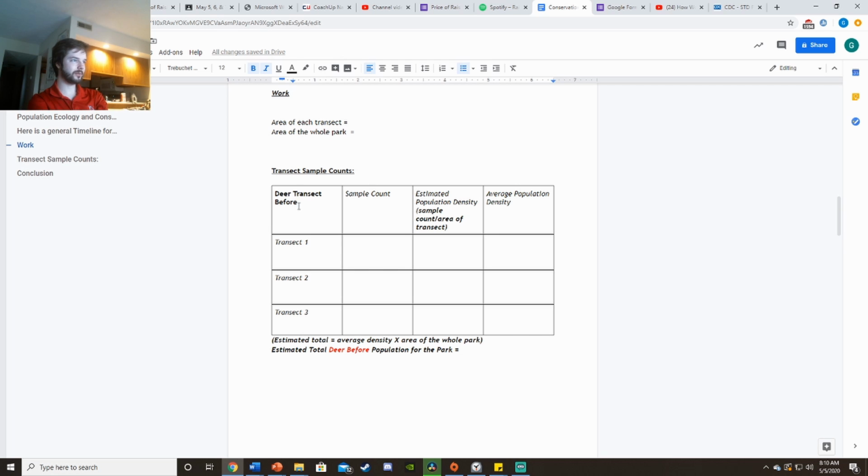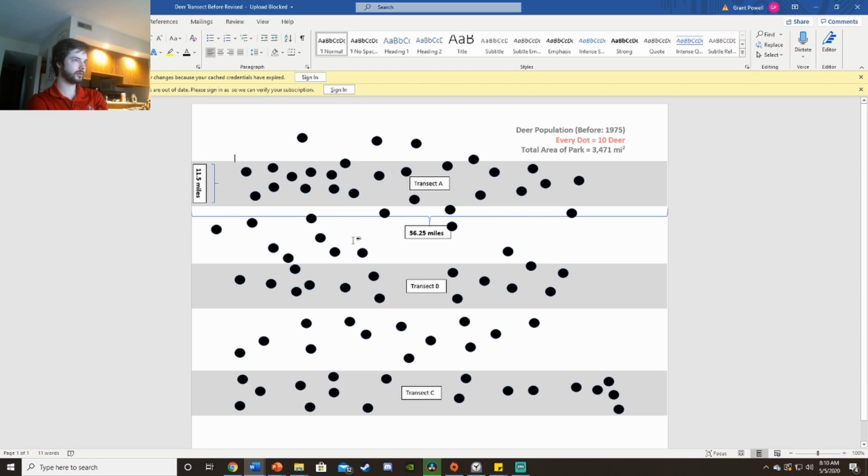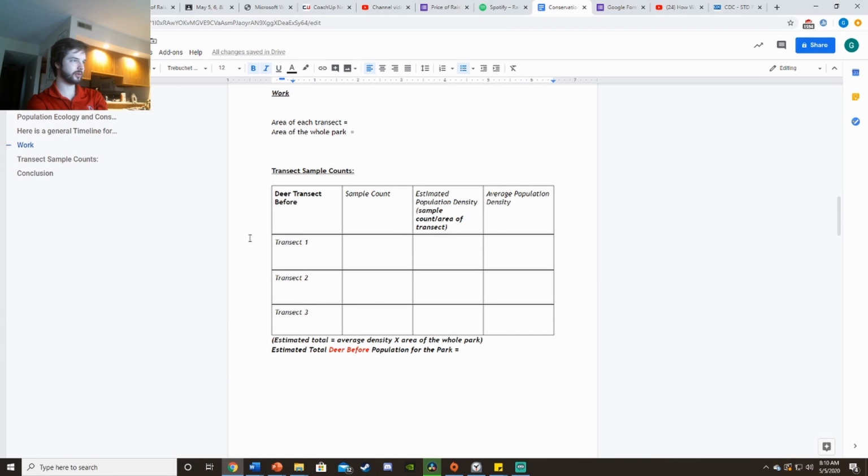So, deer transect before. If you go to your data, I'm going to do my sample counts and count these up. Going back to my example, let's say I counted 30 in the first box, so I'll put 30 in this box. Let's say there's 15 in the second box, and 12 in the third box. That's going to be your data here.